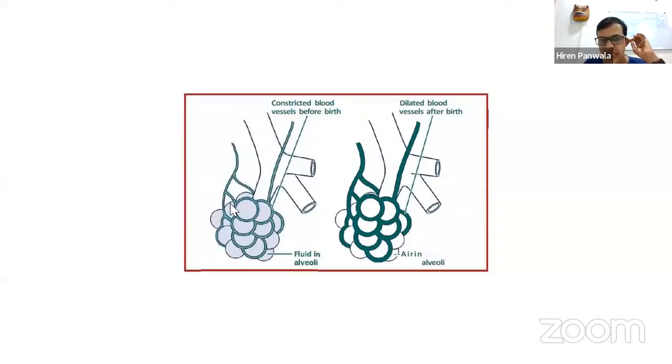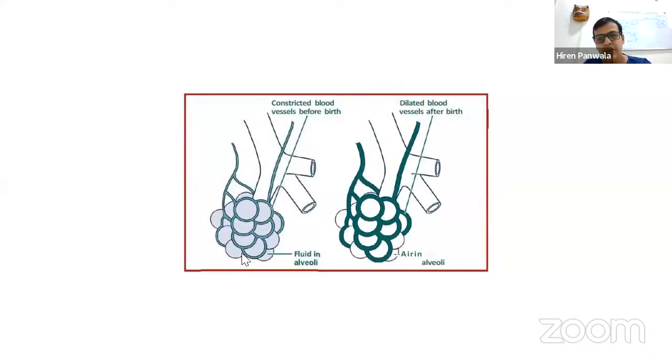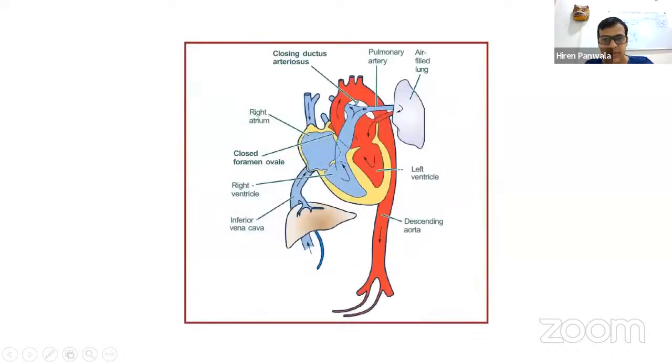So this is how we can see the vessels constricted around the fluid-filled alveoli, wherein as soon as the baby starts breathing and the alveoli open up, the fluid is absorbed, the vessels dilate and start doing the gas exchange. And as we can see, the duct, which was wide open here where my mouse is, is now closing, constricting, the PDA closes, thereby increasing the supply to the lungs, which comes back to the left atrium, left ventricle, and then the oxygenated blood goes to the body.